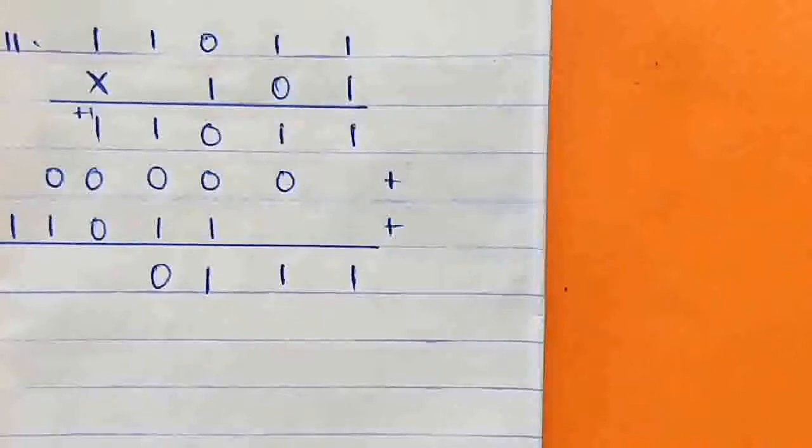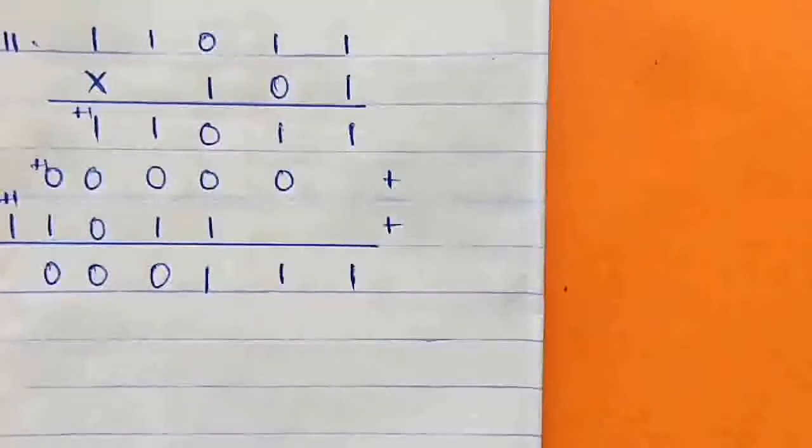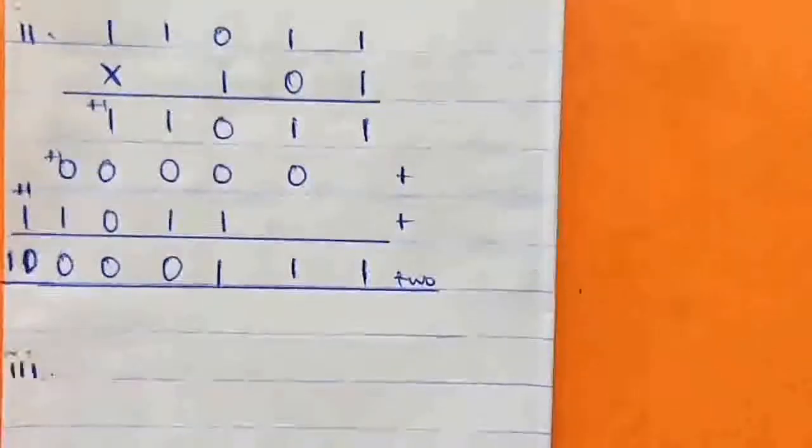We write 0, carry 1. 0 plus 1 will give us 1, plus this one here will give us 1, 0 again. We will have, which will give us in base 2.